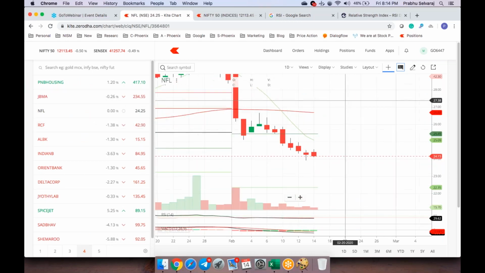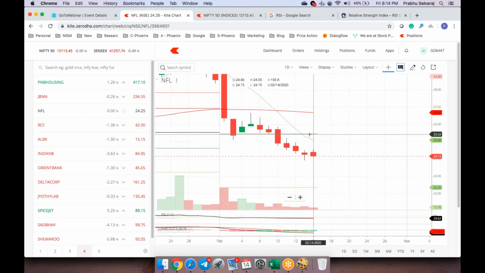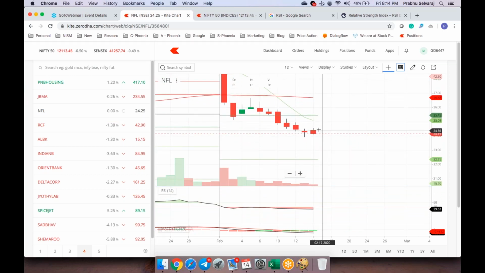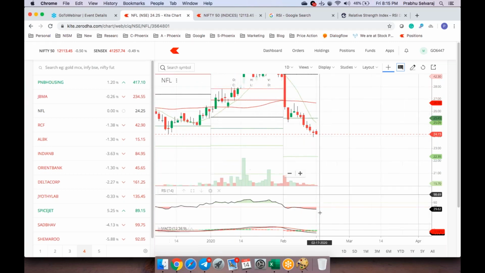Okay, now this particular stock, for example, has given a reversal sign today. RSI has crossed 40. Can I enter? My answer will still remain no. The reason being that could be a fake RSI.